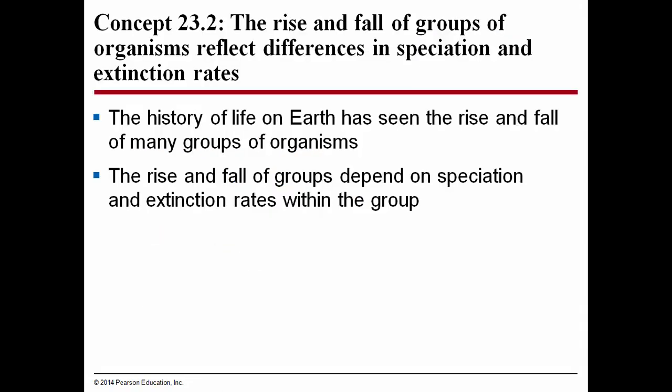The rise and fall of groups of organisms reflect differences in speciation and extinction rates. The history of life on Earth has seen the rise and fall of many groups of organisms. The rise and fall of groups depend on speciation and extinction rates within the group.